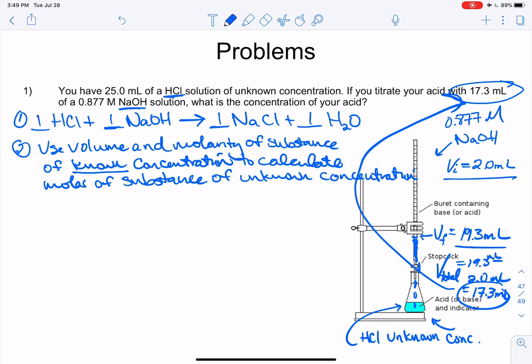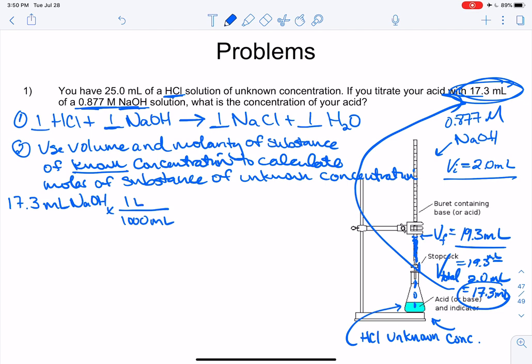Okay, so we use 17.3 and 0.877, and what we're going to do is start with the volume. So we have 17.3 milliliters of NaOH solution. And whenever we are in milliliters, we usually want to switch to liters. So I'm just going to go ahead and put the conversion there for you.